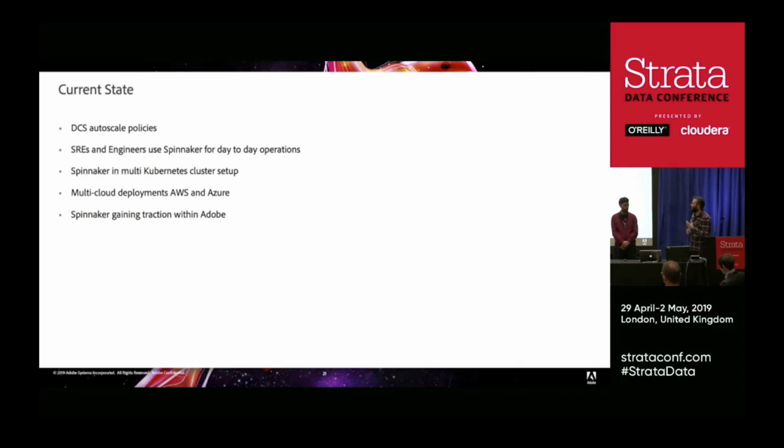We have also been using Spinnaker lately in a multi-Kubernetes cluster setup. We hook Spinnaker across multiple Kubernetes clusters, and from a single UI, you can easily deploy your app on different AWS accounts, in different regions, but also on different cloud providers. Right now we are experimenting with deploying applications in both AWS and Azure using Spinnaker and the Immutable Infrastructure concept. And a lot of projects within Adobe have started using Spinnaker for their deployments.